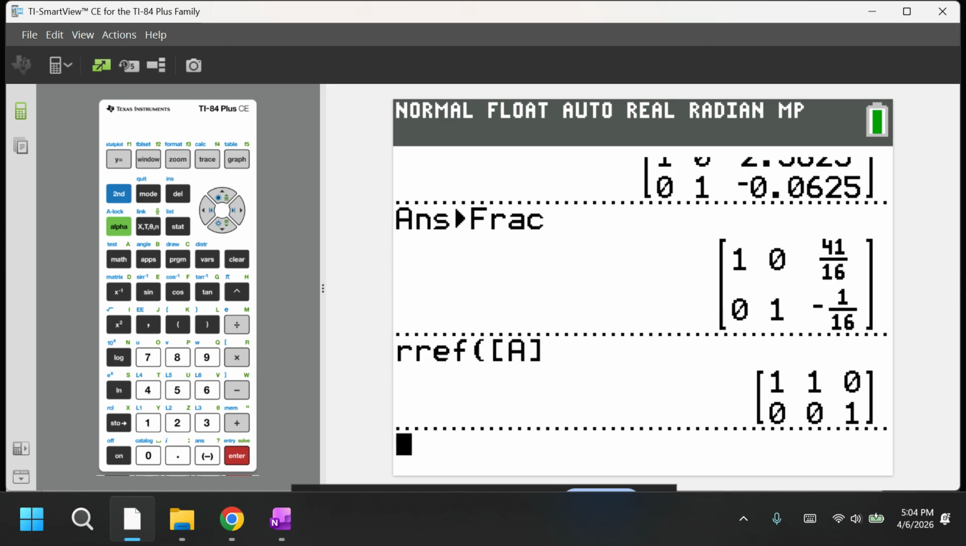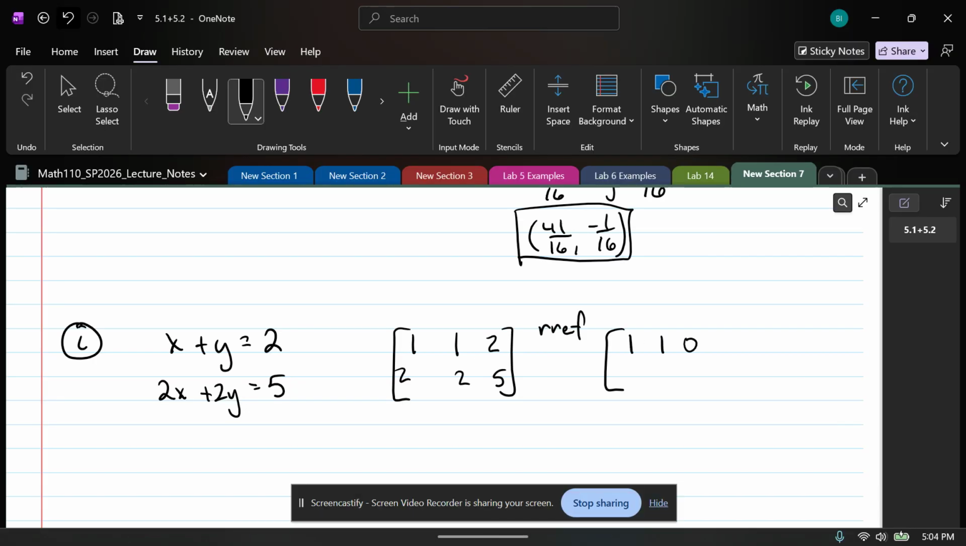This one doesn't look right. It has 1, 1, 0, 0, 0, 1. That bottom row is the one that tells us what's going on. That bottom row tells us that there's 0 x's and 0 y's, but it somehow adds up to be 1. How can 0 x's and 0 y's add up to be anything other than 0? Can they? No, if I have nothing plus nothing, I get nothing. In this case, I get something besides nothing.